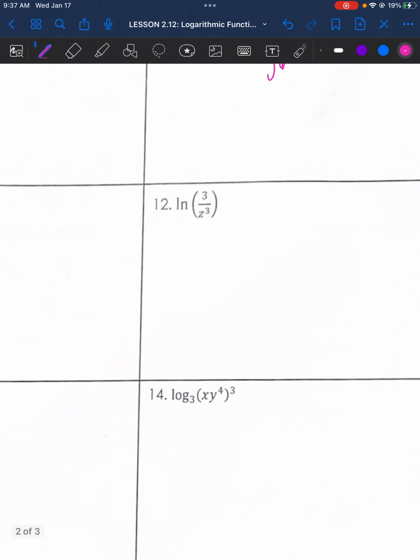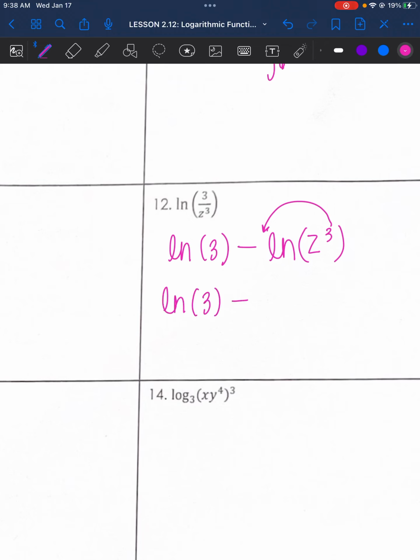This works with a natural log too. We don't need to write it as log base e, just keep natural log. So this is natural log of 3 minus, when you see a division sign, that's minus natural log of z cubed. But it's not fully expanded if we leave an exponent. So this exponent comes to the front. Natural log of 3 minus 3 natural log of z.